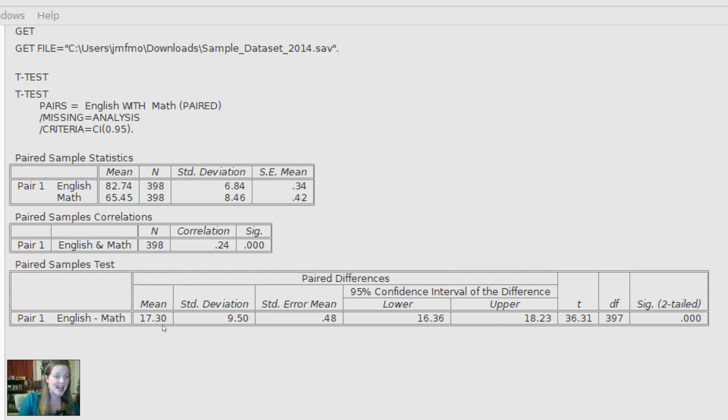So this is the average difference between the pairs, and this is the standard deviation of those difference scores. And here we can see the confidence interval does not contain 0. I'm 95% confident that the real difference between math and English scores at this college is between 16.36 and 18.23 points. And look at this enormous t statistic, so huge, 36.31, and again, the p-value is super, super tiny. English scores are definitely much higher at this college than math scores. Better get some of those tutoring dollars into math.